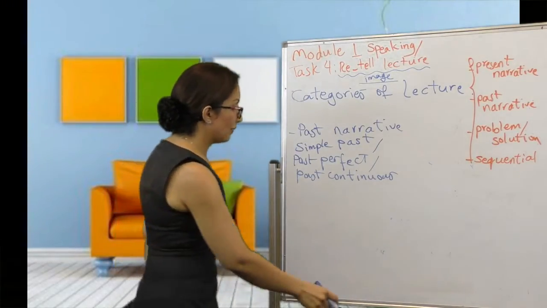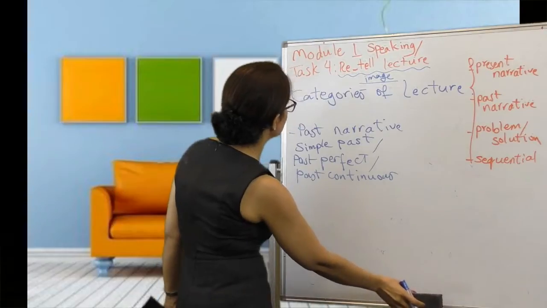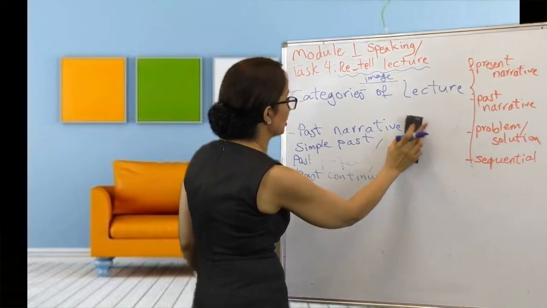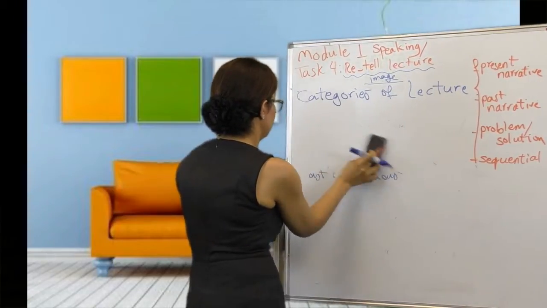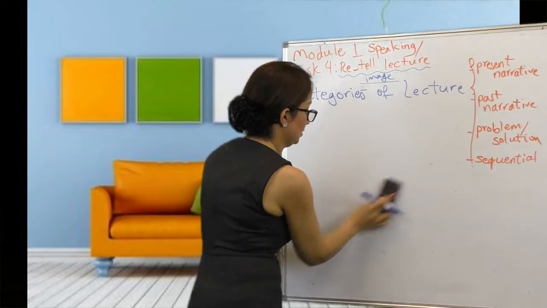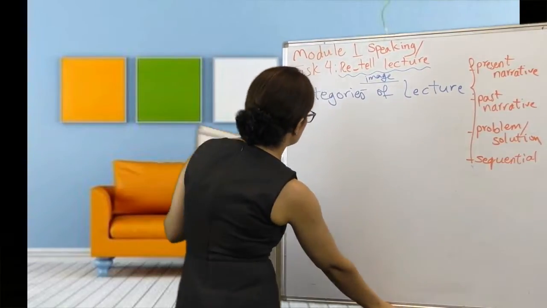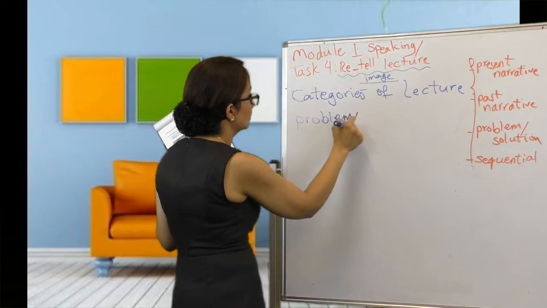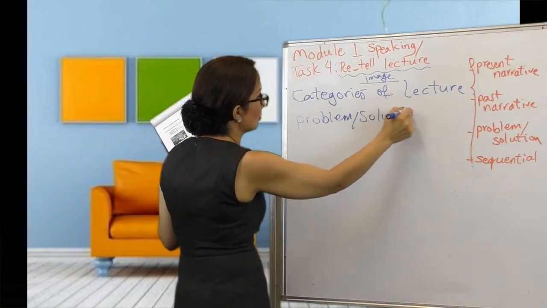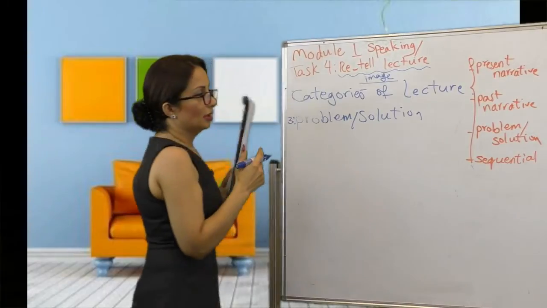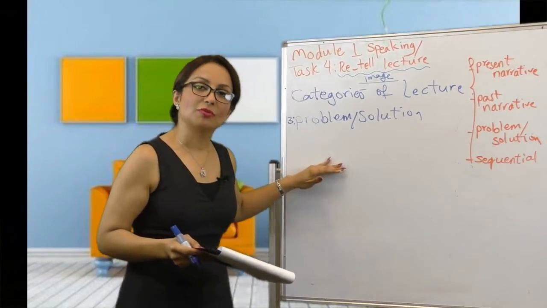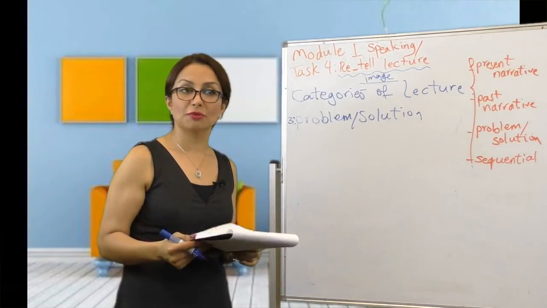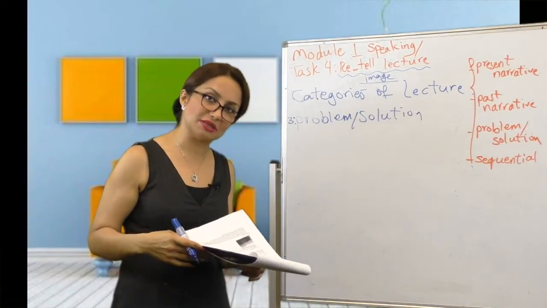Okay, so now we are going to look at the third category of presentation together, which is the problem solution category. So what is problem and solution? And this is number 3. As the name suggests, problem solution means you will listen to a lecture in which a problem is stated and then a solution is made.